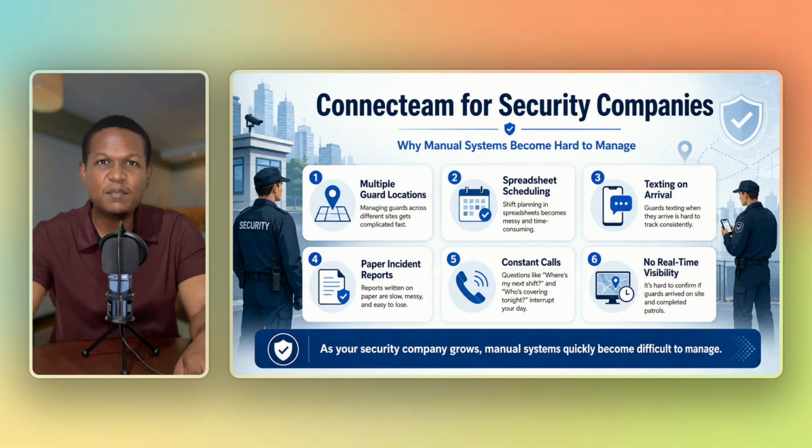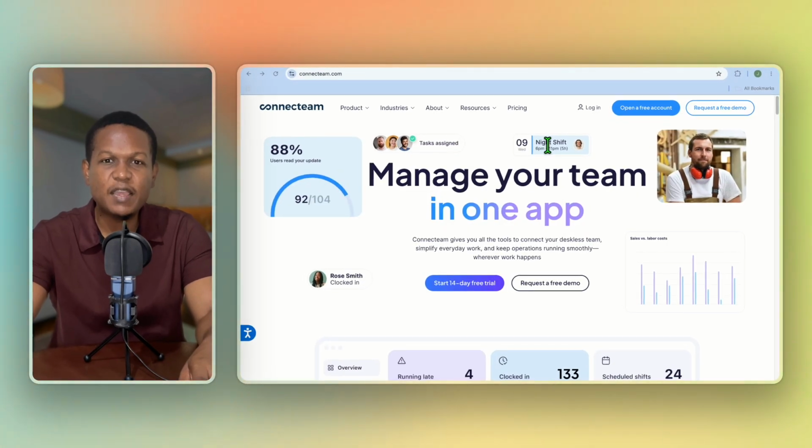That's where Connecteam comes in. Connecteam is an employee management platform that helps you with scheduling, GPS clocking, patrol checklists, and also incident reports and internal communication, and much more from one mobile app. So in this tutorial, I'm going to be showing you step by step how I would set up Connecteam if I were running a security guard company.